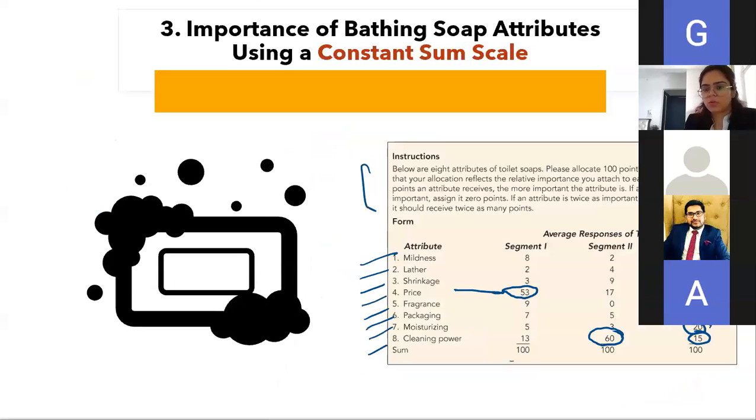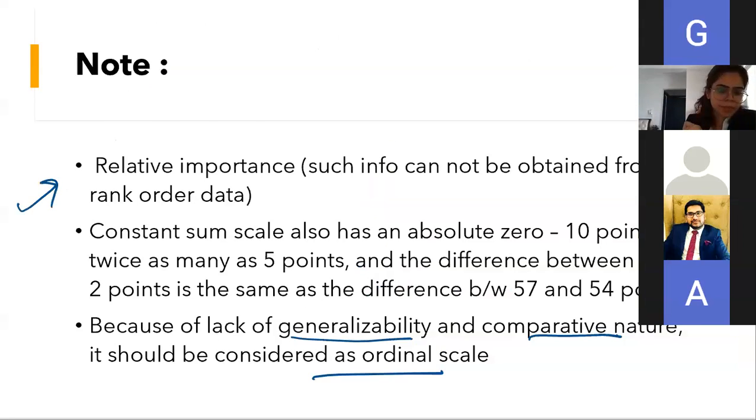Like here we saw in segments 1, 2, and 3, which is the most important parameter, and in segment 3 all these 4 parameters got distributed points, so basically all 4 are important.